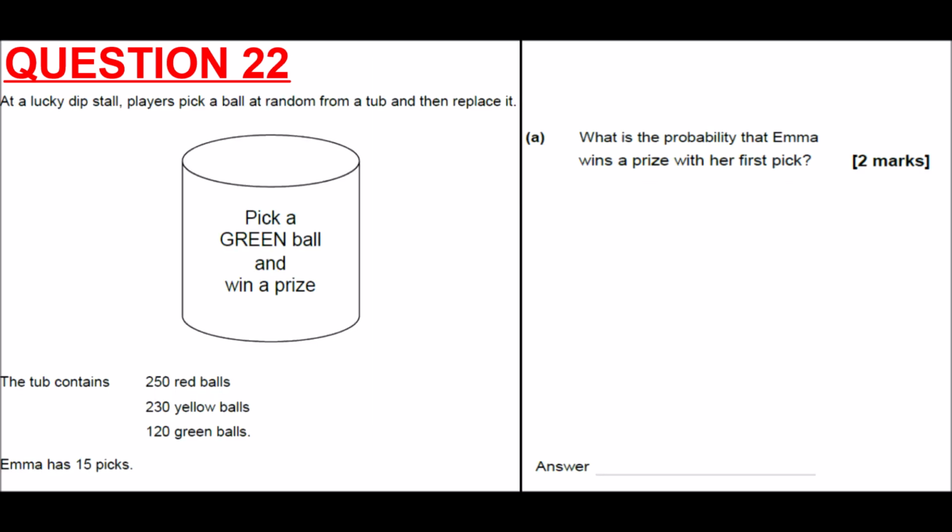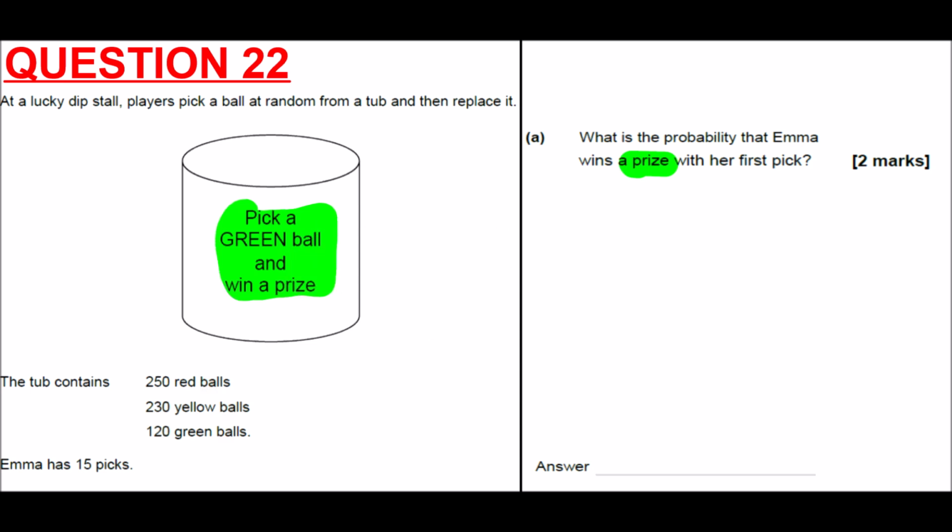Question 22, we have a lucky dip stall, and players pick a ball at random from a tub and then replace it. So part A, we're asked what is the probability that Emma wins a prize with her first pick. So how are we going to win a prize? Well, it says here, pick a green ball and win a prize. So you get a prize by picking out a green ball.